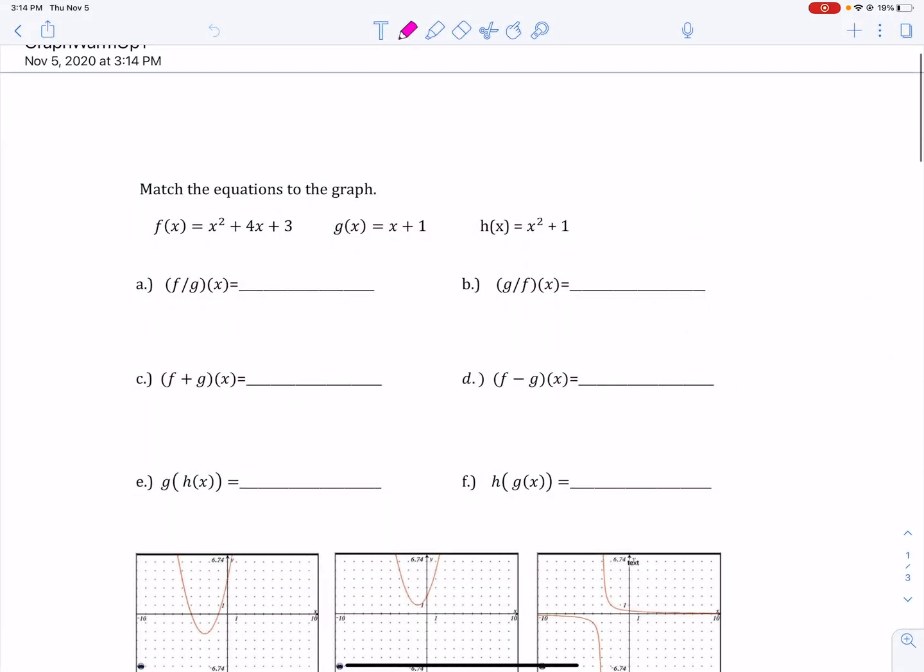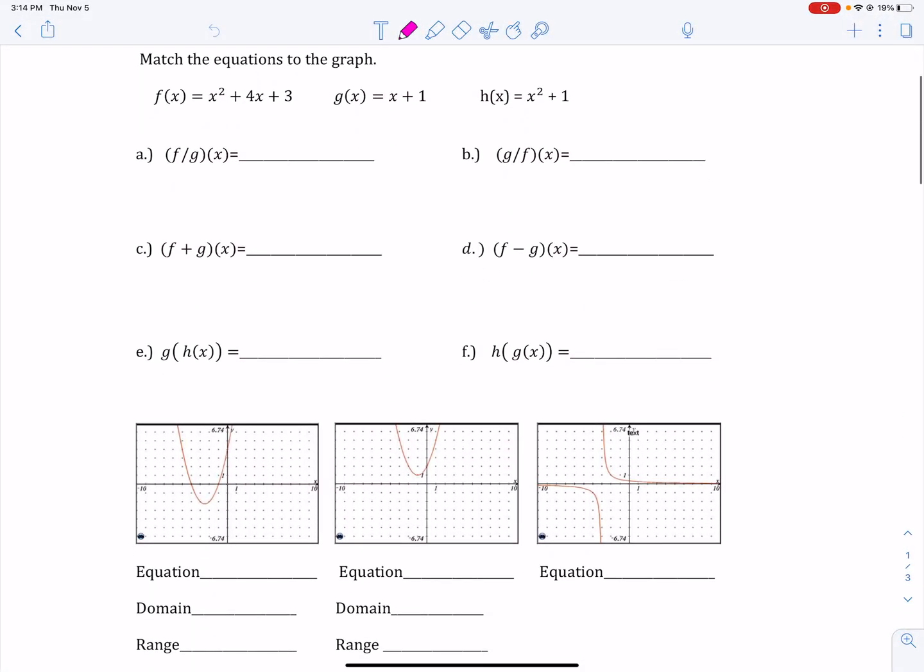All right, this is the warm-up for today. So if you look at the first one, they're asking you to do f divided by g of x. So I'm just going to write this underneath here. That would be my f, which is x squared plus 4x plus 3, and divided by g of x, which is x plus 1.